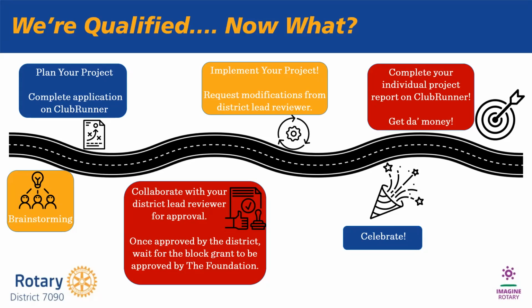All right, so you've been qualified. Now what do you do? Well, there's a couple of steps that you want to take. First is brainstorming an idea, right? And coming up with something. Planning your project, completing the application in Club Runner. Once you do that, typically sometimes there's some collaboration with your lead reviewer and getting things ironed out and specific. Once it's been approved, you got to wait for a block grant approval from the Rotary Foundation, and then you get approval and you can implement your project. Sometimes you might have to modify your project.